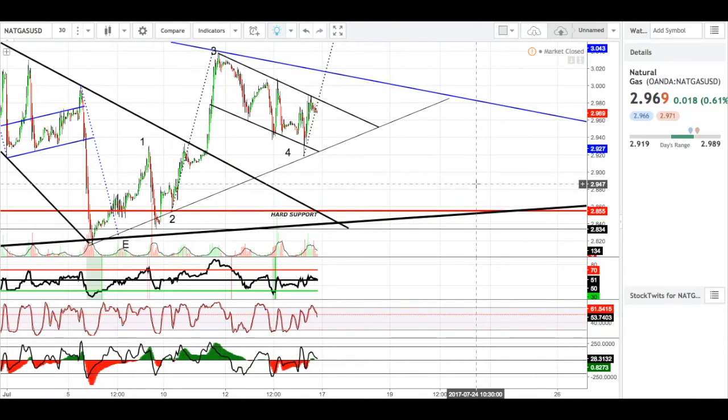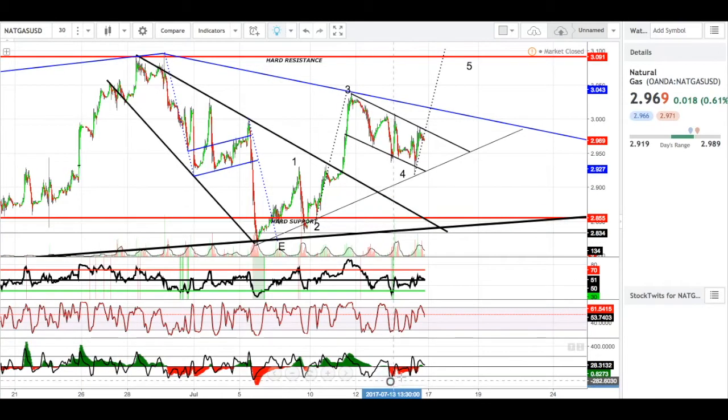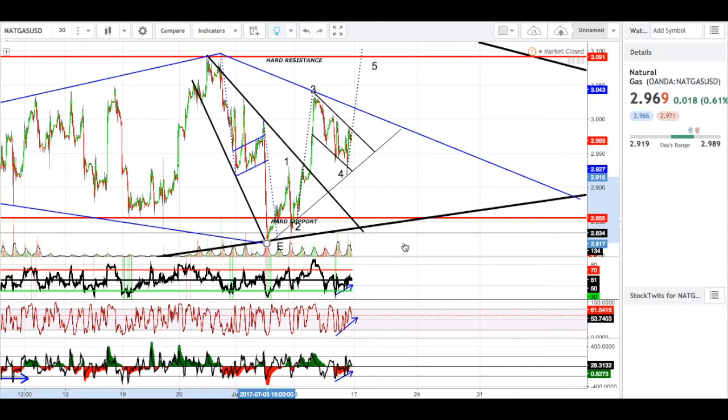Some of the reasons that I'm speculating that this is a flag pattern is that our indicators don't agree at all with this move downwards. We see our CCI moving upwards, we see our slow stochastic moving upwards, and we see our RSI moving upwards while price action moves downwards. So there are 3 clear bold divergences here on the 30-minute chart.